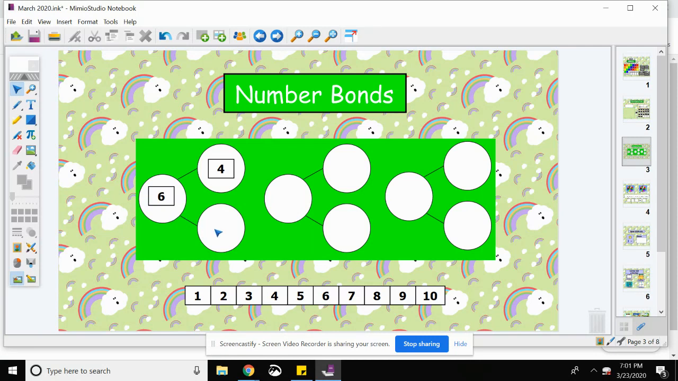All right, I'm ready. I'm going to use my number line down here. If I have 4 and I want to count up to 6, let's see how many it takes. 4, so 1, 2. It took me 2 hops to get to 6. So 4 plus 2 equals 6.